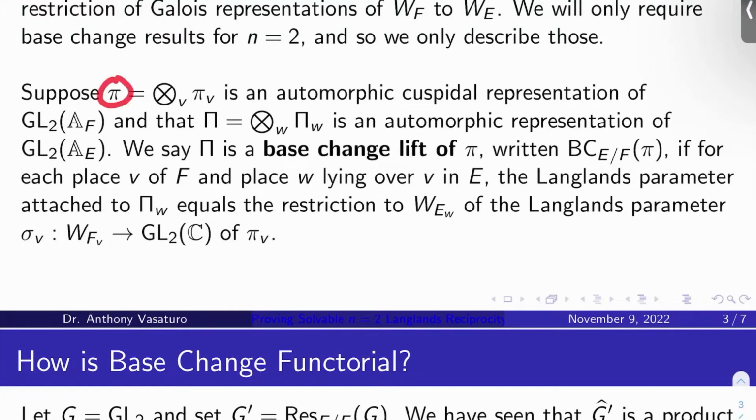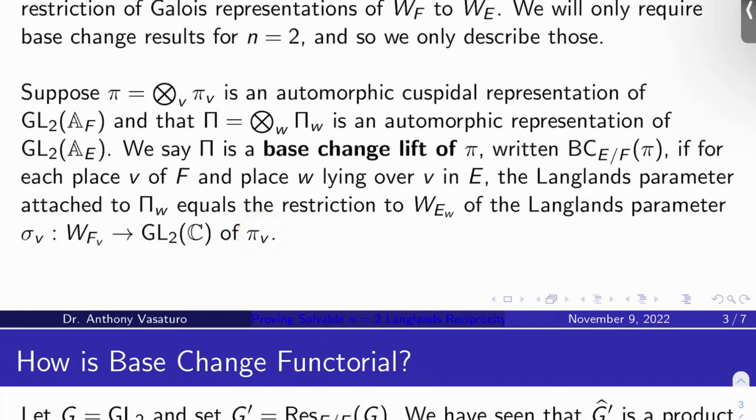Well, let's suppose pi with local components pi sub v is an automorphic cuspidal rep of GL2 of the adeles of F. And let's let big Pi with local components big Pi sub w be an automorphic representation of GL2 of the adeles of E, the extension field. We'll say big Pi is a base change lift of little pi, and we'll write BC E over F of pi, if for each place v of F and each place w lying over v in E, the extension field, the Langlands parameter attached to big Pi sub w is just the restriction to the local Weil group W sub E sub w of the Langlands parameter sigma sub v. And remember, the Langlands parameter is just a representation of the local Weil group W sub F sub v to GL2 of C. And this is the Langlands parameter of pi sub v.